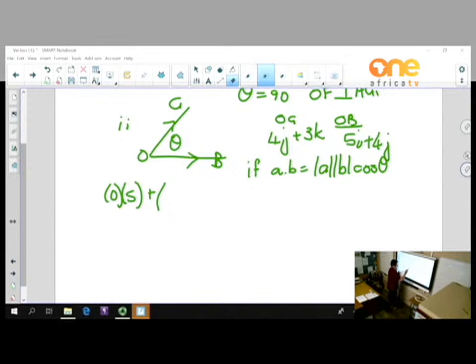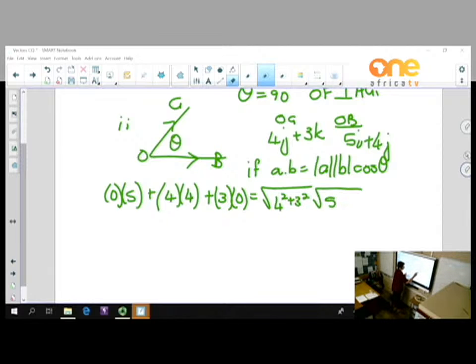Then there's no 4 there, so that one will be, oh, there's 2 j's, so that's 4 by 4. And then the k's, there is no k, so it will be 3 times 0. You have to put that there. So then it is magnitude, so 4 squared plus 3 squared. And the magnitude of OB is 5 squared plus 4 squared, cosine theta. So to find the angle cosine theta, do the 3 steps to get each value there. Again, I repeat, if you make a mistake, then you can get at least method marks there.